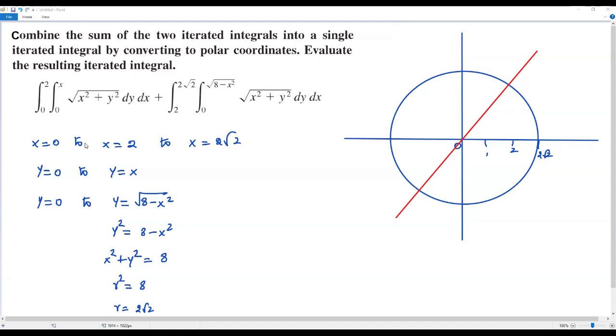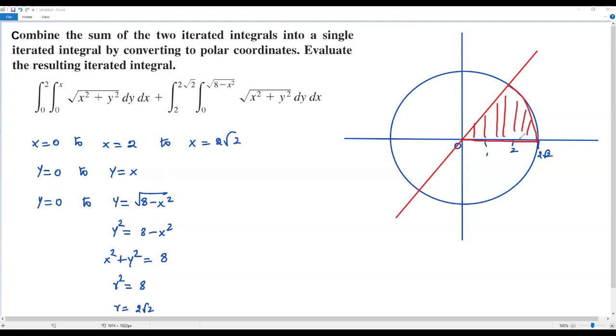Now just consider x equals 0 to x equals 2 times square root of 2, and this y equals 0 represents the x-axis over here. And this represents a circle with center (0, 0) and radius 2 times square root of 2. So this is given over here. So clearly this is the region bounded over here.